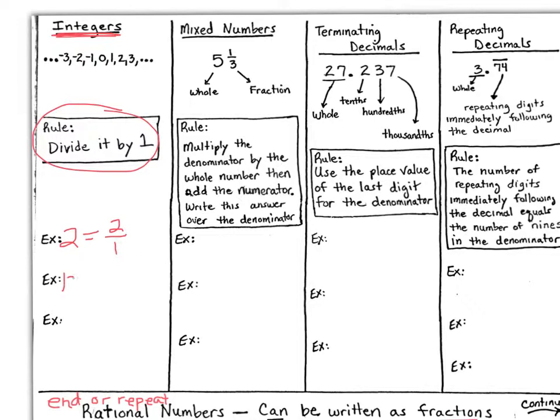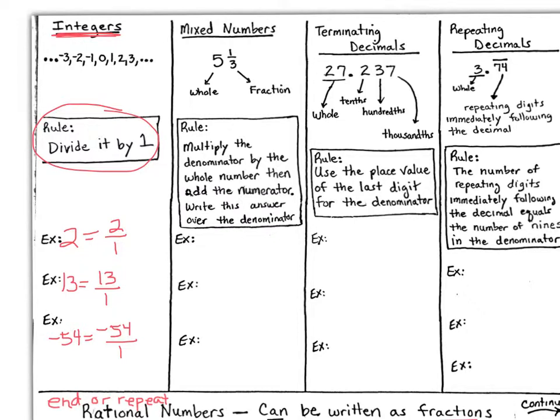Another example is 13. How do you write that as a fraction? Just write 13 over 1. And last example, negative 54. How do you write that as a fraction? You just write negative 54 divided by 1. And that's it.